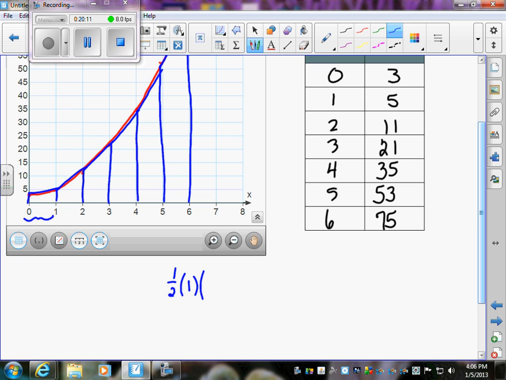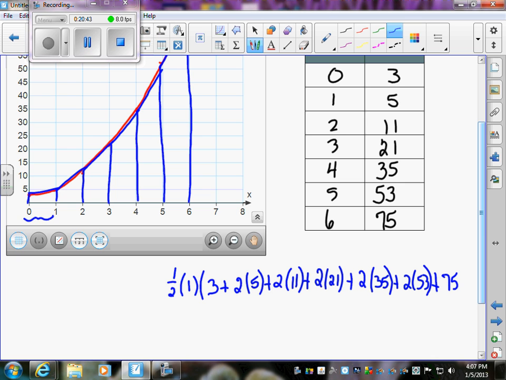And then I can read the numbers right off my table from here. My first height or base would be 3. So it would be 3 plus, remember it's 2 times the next base, 2 times 5 plus 2 times 11 plus 2 times 21 plus 2 times 35 plus 2 times 53 plus, and then 75 is only used once. Now at this point you get your calculator and type all that in.